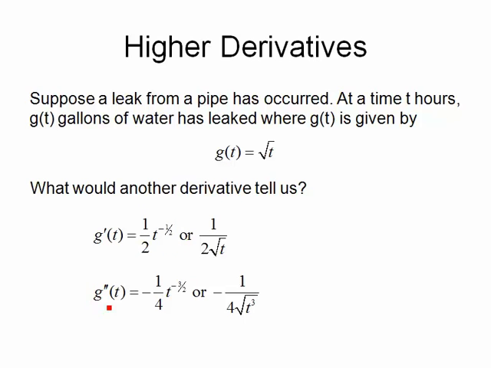G double prime, or the second derivative of g with respect to t, will be minus 1/4 t to the minus 3/2, and I'll go ahead and write that as negative 1 divided by 4 times the square root of t cubed. Remember that the 1/2 power that's in that minus 3/2 gives me the square root, and the 3 comes from the 3 that's on the top of that fraction. The fact that it's downstairs means that it had a negative power here.